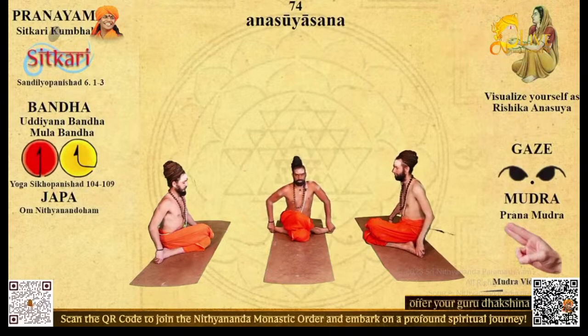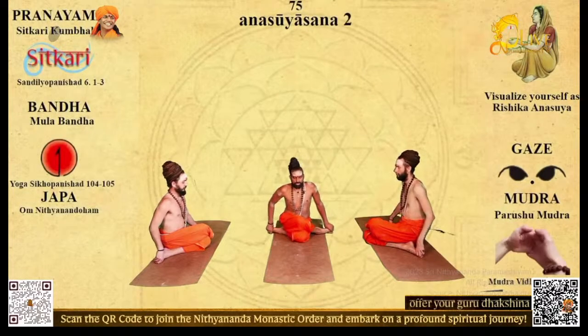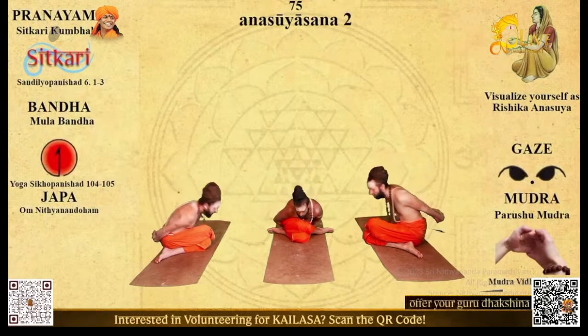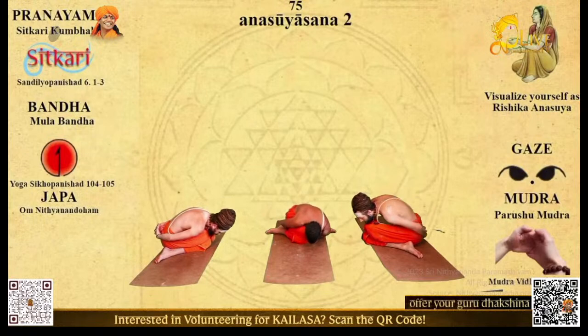Now release the Dhyana Bandha. The next asana is Anushasana 2. As you interlace the fingers at the back, lean forward, gaze to the nose. As you bring the nose to the ground, visualize Rishika Anushya in your inner space.